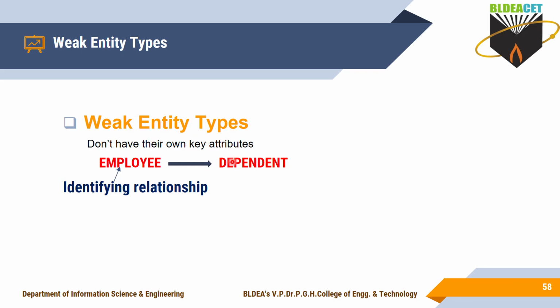So dependent is the weak entity type because this dependent entity type doesn't have a key attribute here. Whereas employee is the strong entity type because employee has the key attribute, that is the social security number. So if you want to identify this dependent, you can identify it with the help of the employee entity type. So this employee entity type we call the identifying relationship here. If you want to identify dependent, it is possible with the help of the strong entity type employee here.